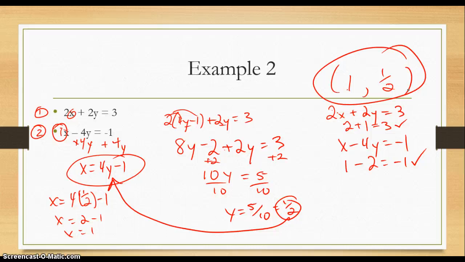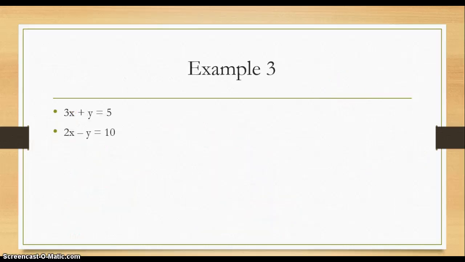Okay, so I put another example in here. I have 3x plus y equals 5 and 2x minus y equals 10. So step 1 again: look at which one has a positive 1 coefficient. And this y right here has a positive 1 coefficient. So you're going to subtract the 3x over. So y equals negative 3x plus 5.